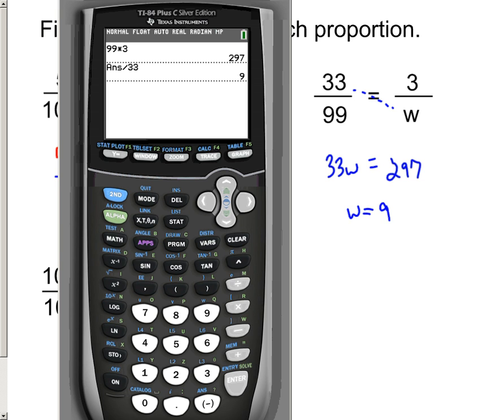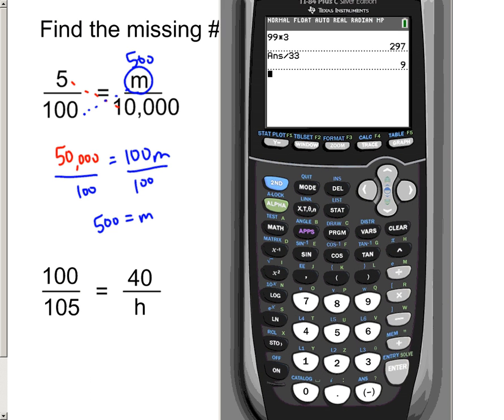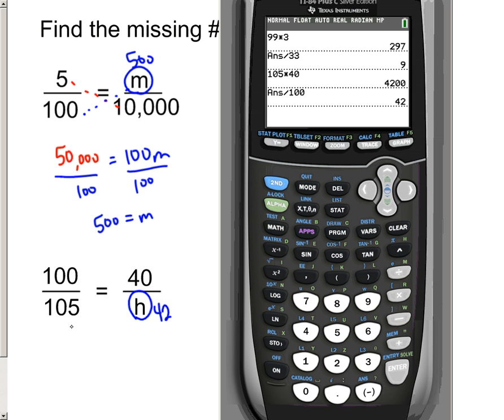And then over here, this is where it gets really nice. Let's do this. 105 times 40 equals 4,200, and then we divide that by 100. And the answer would be 42. So unless you know what you can divide 105 by to get to 42, or what you can divide 100 by to get 40, or what you can multiply 40 by to get 100, you're not going to be able to figure that out. And let's go ahead and set it up the long way.